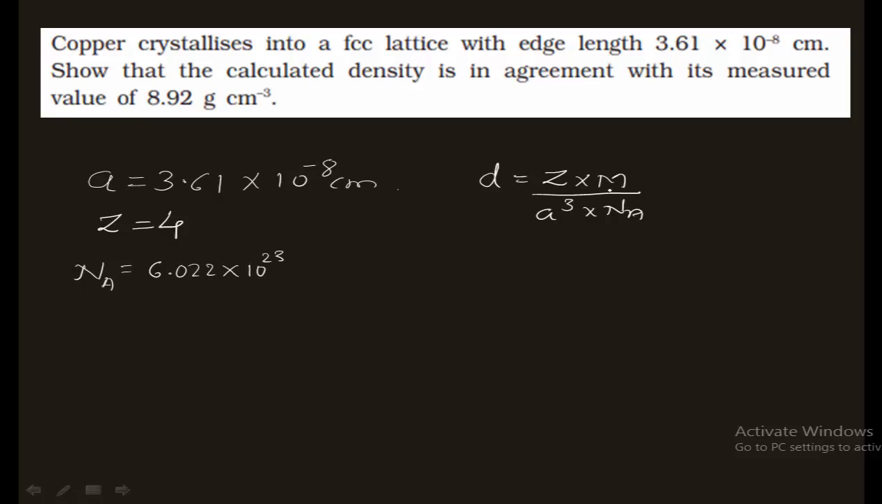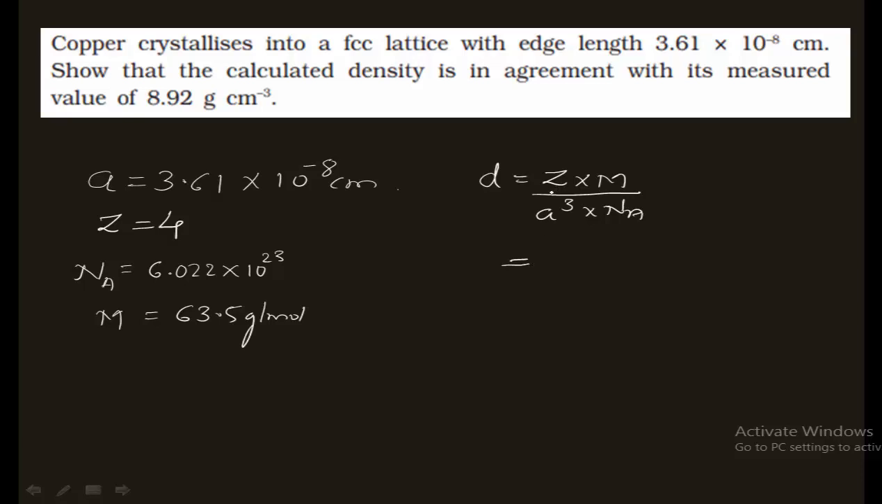And another value that we have to substitute to get the density is molar mass or atomic mass. And atomic mass of copper is 63.5 grams per mole. So these are the things that they have given in the problem. Now we have to substitute these values in the given equation, and then we will get the density, and we will see whether it is in agreement with its measured value or not.